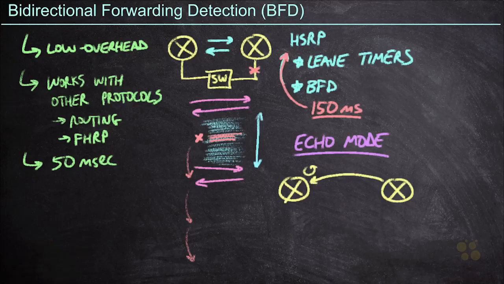Well, even though it's low CPU overhead, if it has to sit here and process it, that could introduce a lot of jitter and delay with responding to BFD messages. So instead, we use echo mode. What echo mode does is when we send a BFD message to the other router, it doesn't process it. It simply echoes it back to the sending router.